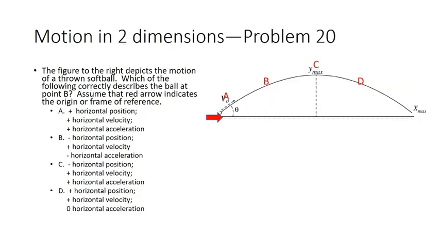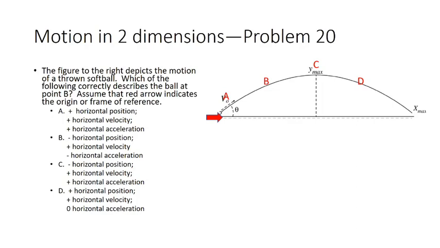Some of you are going to look at problem 20 and say, oh, that's the same thing as problem 17. But what you need to keep in mind is that problem 17 was asking about vertical position, vertical velocity, and vertical acceleration. This problem is looking at the horizontal components of all those same things.